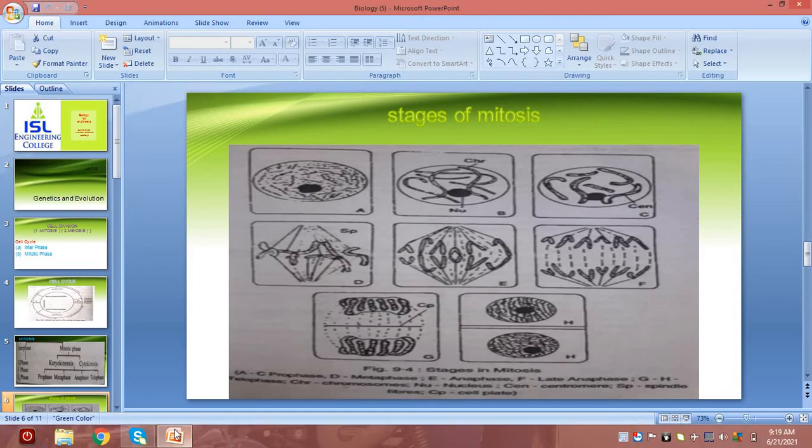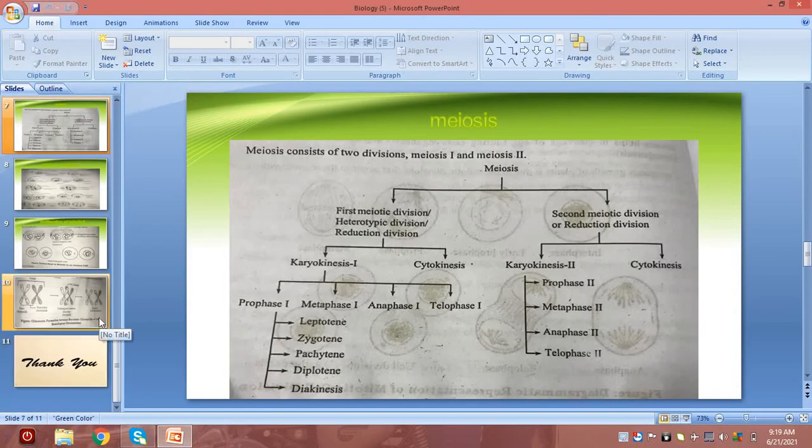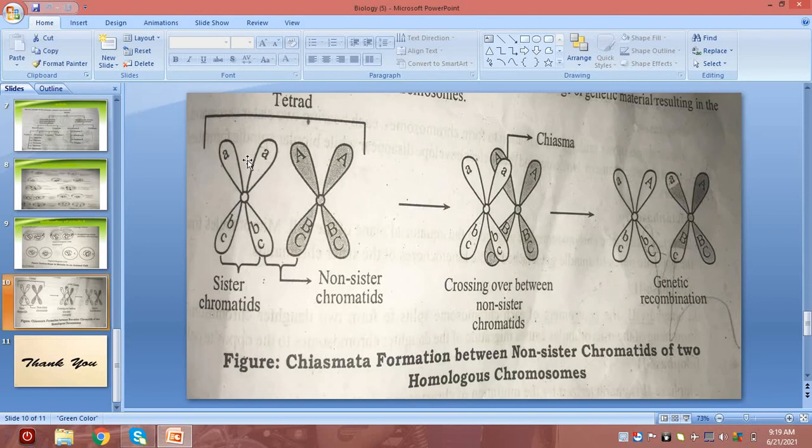This tetrad is the formation of 4 chromatids. You can see it here in this slide. This is the tetrad. This is the centromere of the chromosome, which helps in joining the chromatids. These are the 4 chromatids of the chromosomes.